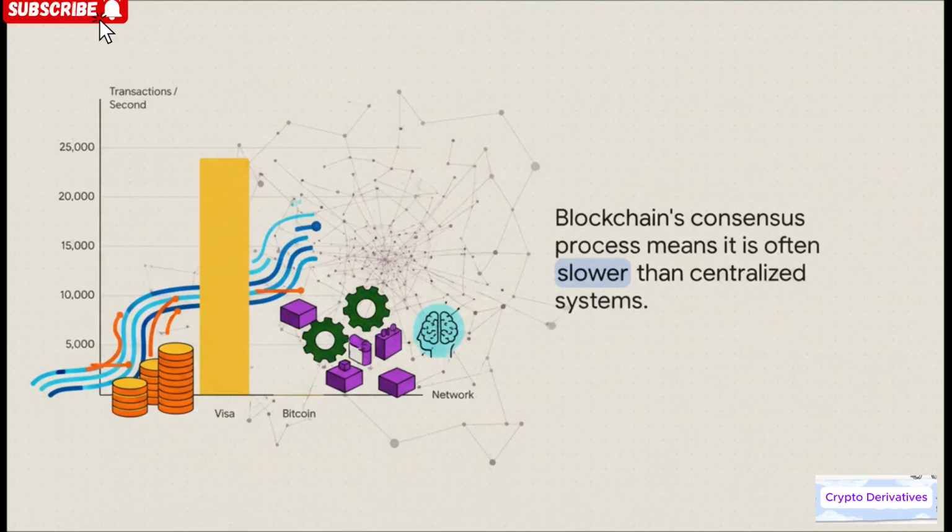But, and you knew there was a but coming, this new model comes with some serious trade-offs. Just look at this. A centralized system like Visa can process tens of thousands of transactions every single second. Bitcoin, as a public blockchain, can handle about 7. That's a massive difference. And it's because that whole process of getting everyone on the network to agree takes time and a ton of computing power.